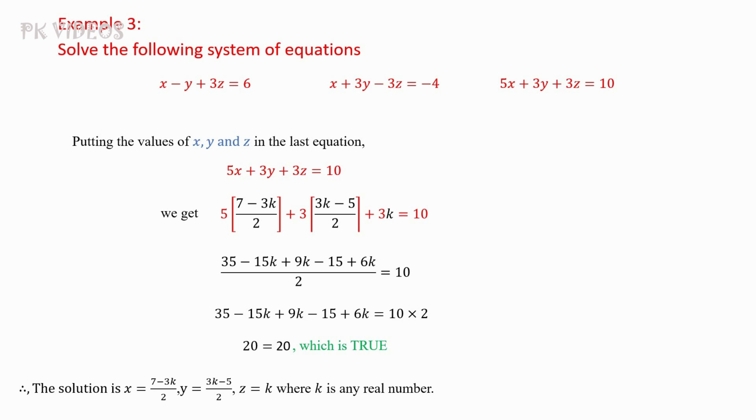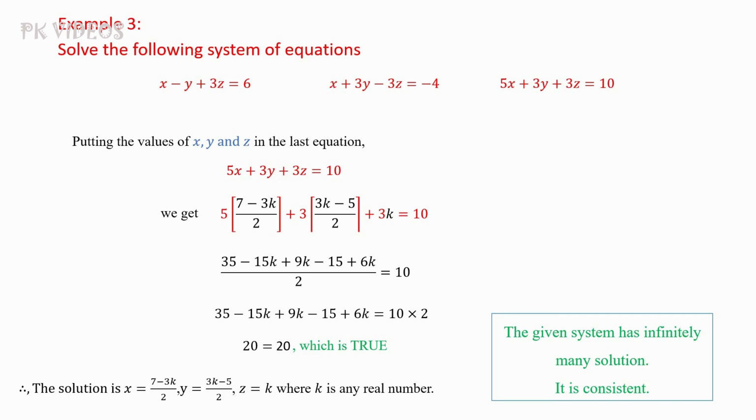Therefore the solution is x is equal to 7 minus 3k over 2, y is equal to 3k minus 5 over 2, and z is equal to k, where k is any real number. If k is 1, the values of x and y will depend on 1. If k is equal to 2, the values of x and y will also change. So we have an infinite number of real numbers that we can put in the place of k. With it, the values of x and y will depend on the value of k or the value of z. Therefore they are called dependent. The given system has infinitely many solutions.